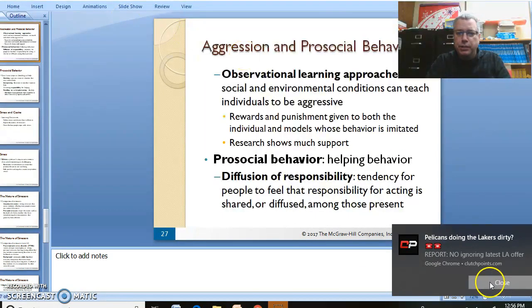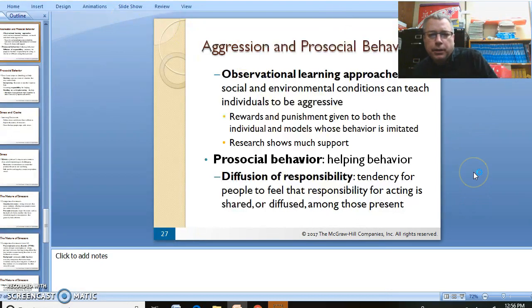Okay, observational learning approach. Again, watching other people be aggressive can make aggressive children who grow up to be aggressive adults. But if we have pro-social behavior, we can still do the same thing.